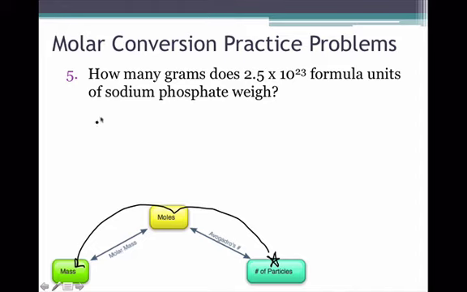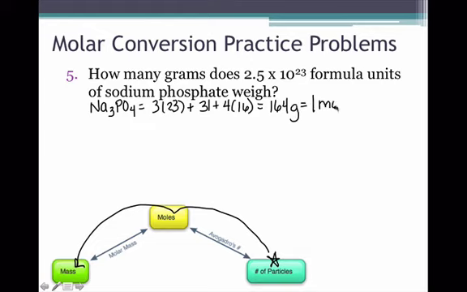from the periodic table. So the first thing I'm going to do is add up the mass of this thing. So sodium phosphate has a mass of 3 sodiums, which would be 3 times 23, plus a phosphate, which is 31, plus 4 oxygens. And when I add all that up, I get 164 grams, and that equals 1 mole, because that's grams per mole, so that's 164 grams is 1 mole. There's my first conversion factor, that's the molar mass.